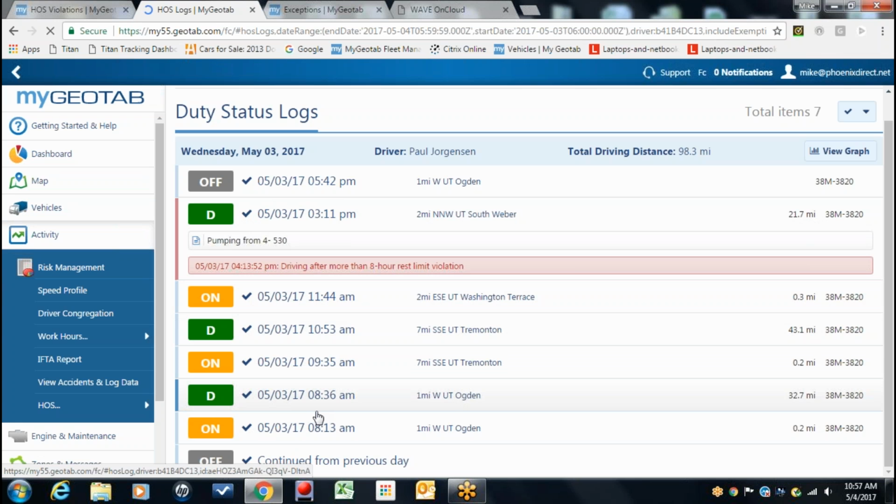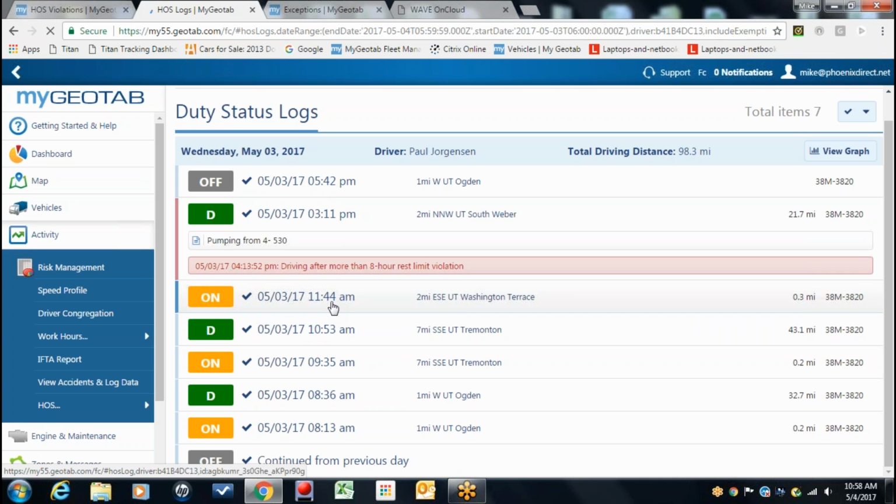Okay, so where do we have time for a rest? Well, it looks like there's a couple different areas. He could have taken a rest at 9:35 to maybe 10:05, or he could have taken a rest potentially at 11:44 to 3:11. Now, how do we figure this out?